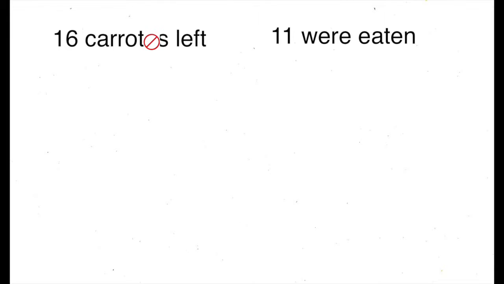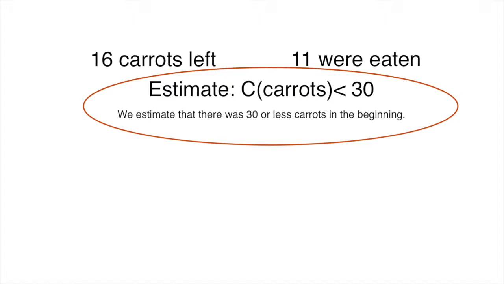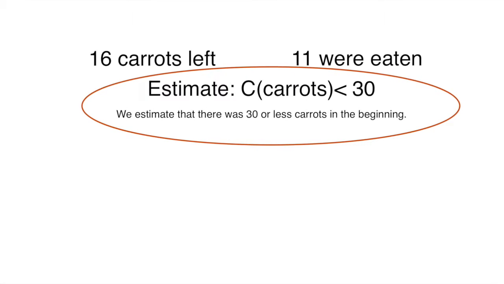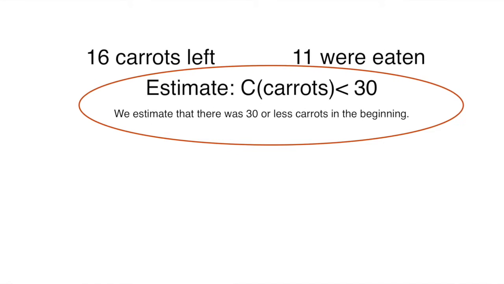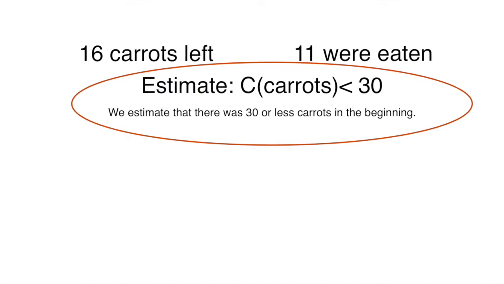Now I am going to teach you how to solve this using a one-step algebraic equation. So let's start out by talking about what we already know. Now what we do know is that Mr. Matcha had 11 carrots stolen and he has 16 left. Now, before we begin, let's first estimate how many carrots he had in the beginning. Mr. Matcha probably had less than 30 carrots in the beginning because he never planted more than 30 carrot seeds at a time. So let's estimate he had 30 or less carrots.